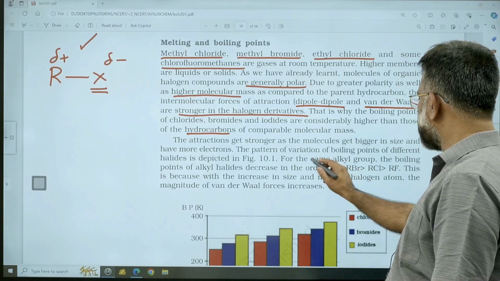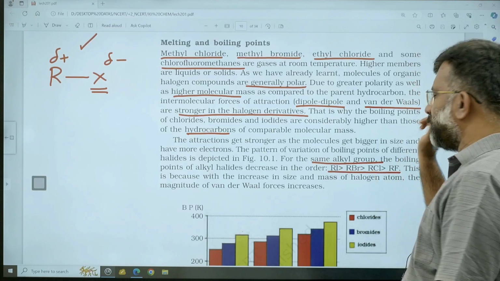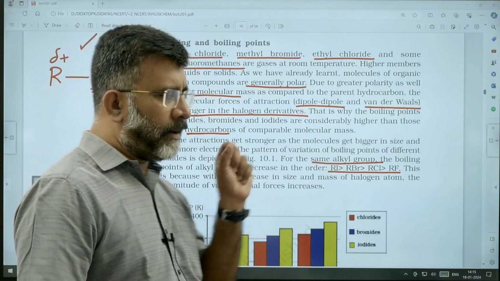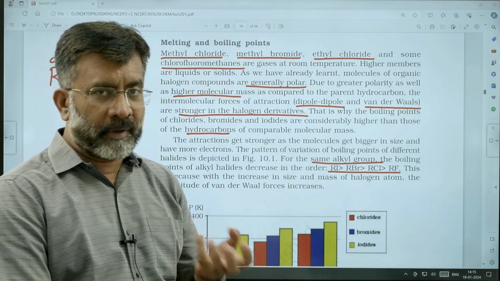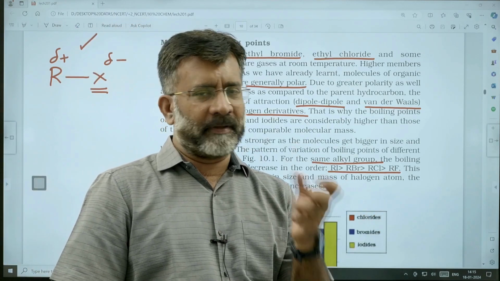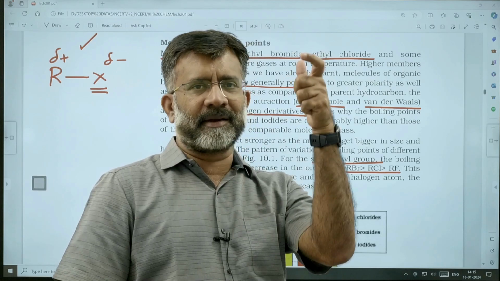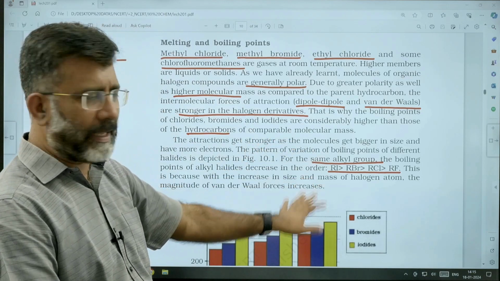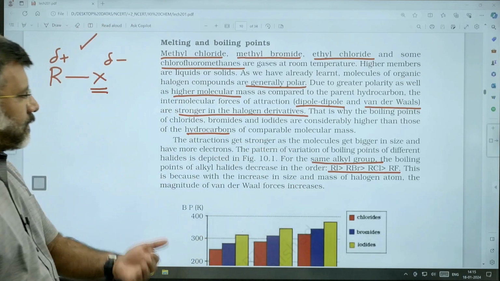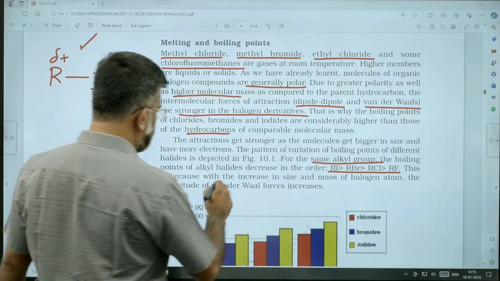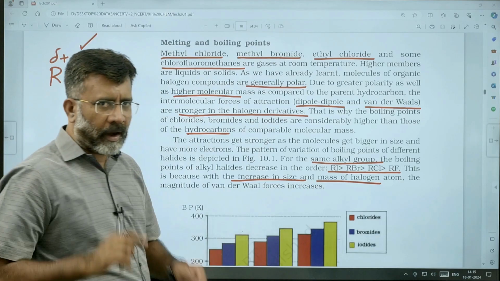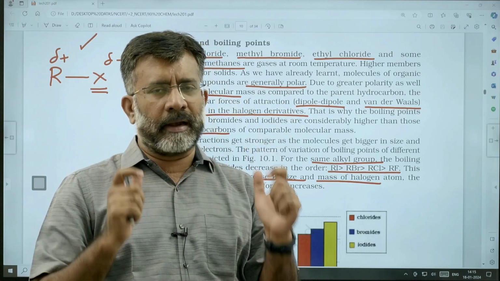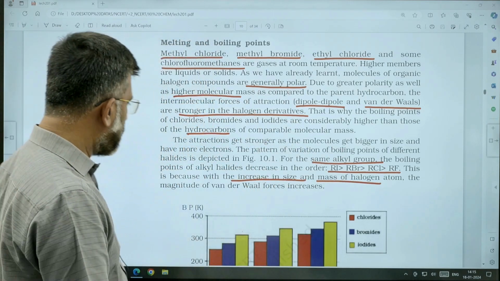is depicted in the figure. For the same alkyl group, RI is greater than RBr, greater than RCl, RF. I don't have to tell you why, because iodine has a greater molar mass, 127 or so. Bromine is only 80, chlorine is 35.5. So the greater the molar mass, the greater the molecular attraction because of the increase in size and mass. For RI, the molar mass and size will be greater, attraction will be greater, so the boiling point will be greater, right?